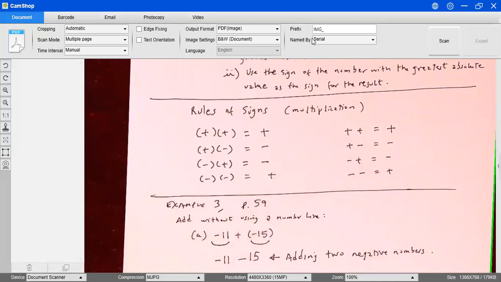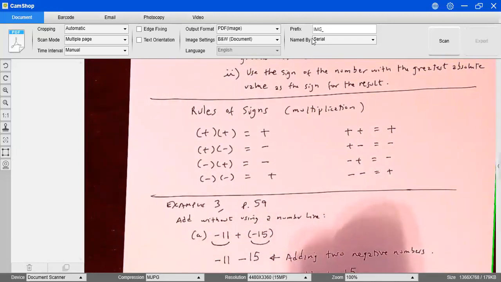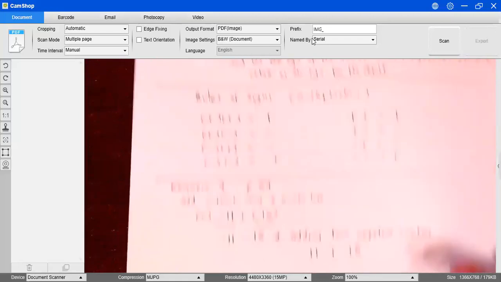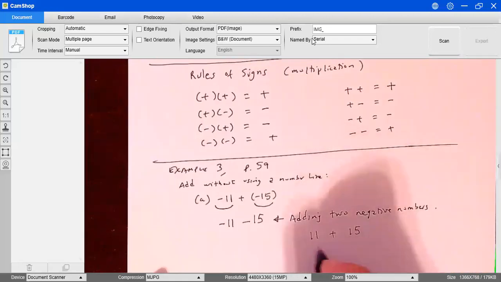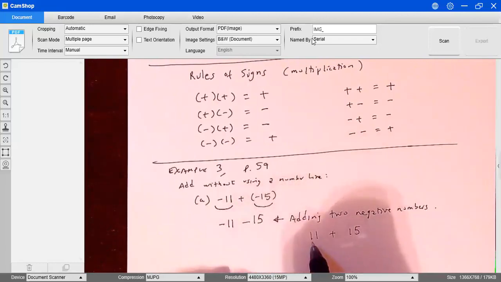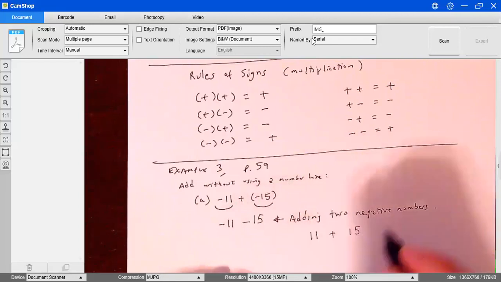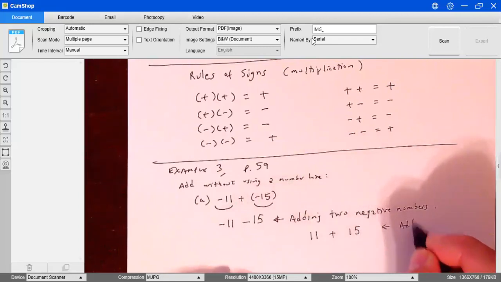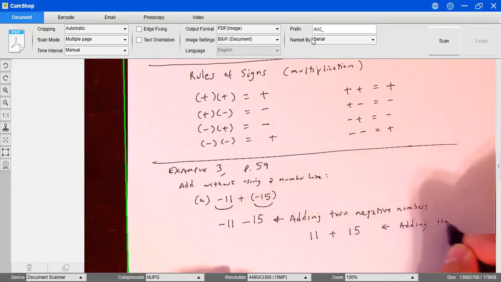So the rule is you're going to forget for a moment about the sign. So you just think that you have 11 and 15 and you are adding these numbers. 11 and 15 are the absolute values. An absolute value is when you don't care about the sign. So you just write the numbers without a sign. So we are adding the absolute values.